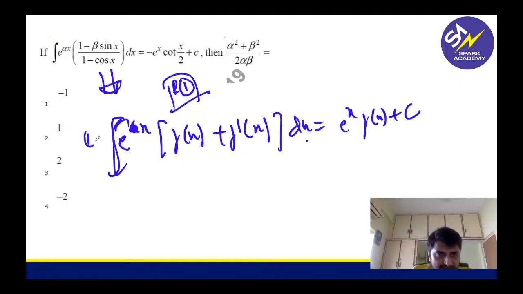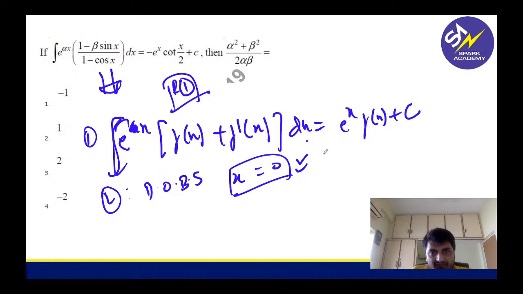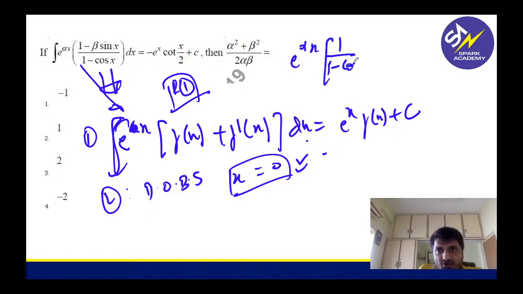This is one method. Or the second method I can do is differentiate on both sides. Give x some value, x as 0 or something. Any method. I give x 0. Or if you're still not getting, give x as pi by 2. Just substitute, simplify. We'll get the answer, easy, right? So if you want to use this method, what can I do? e power alpha x I can take common. 1 by 1 minus cos x minus beta sin x by 1 minus cos x.